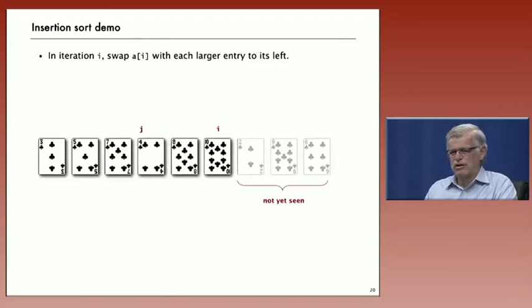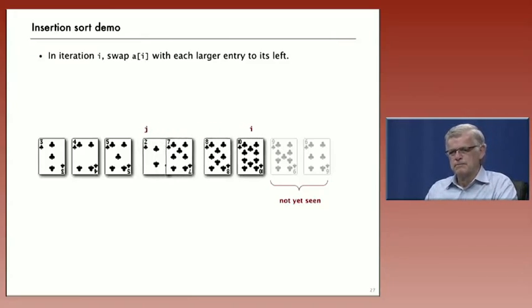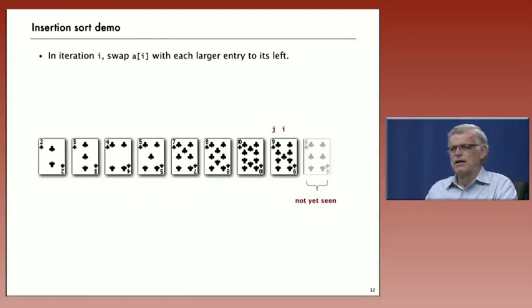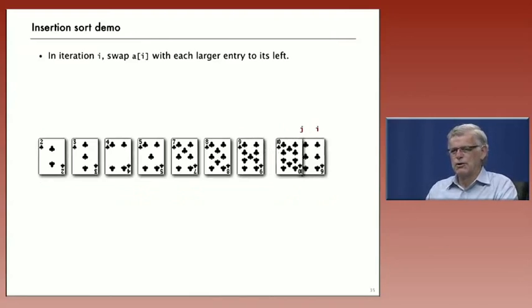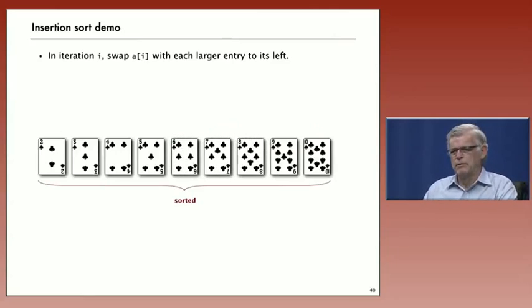The 4, exchange it with everybody to its left that's greater until we find a smaller element, and then it's in ascending order. The 2 has to go all the way back to the beginning. But then the very next one, the 9, has to only go back 1 position. And the 6 has to go about halfway back. And then we have the entire array sorted.